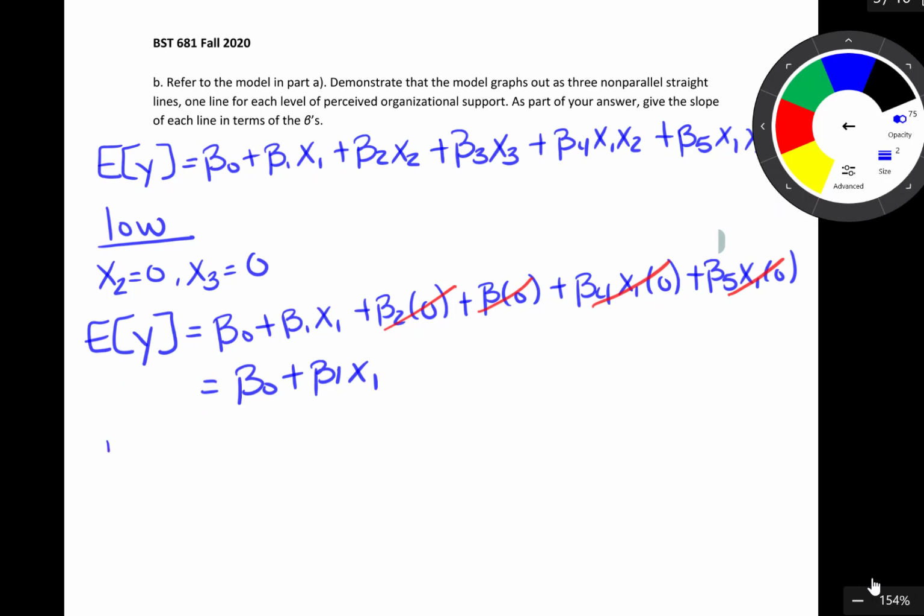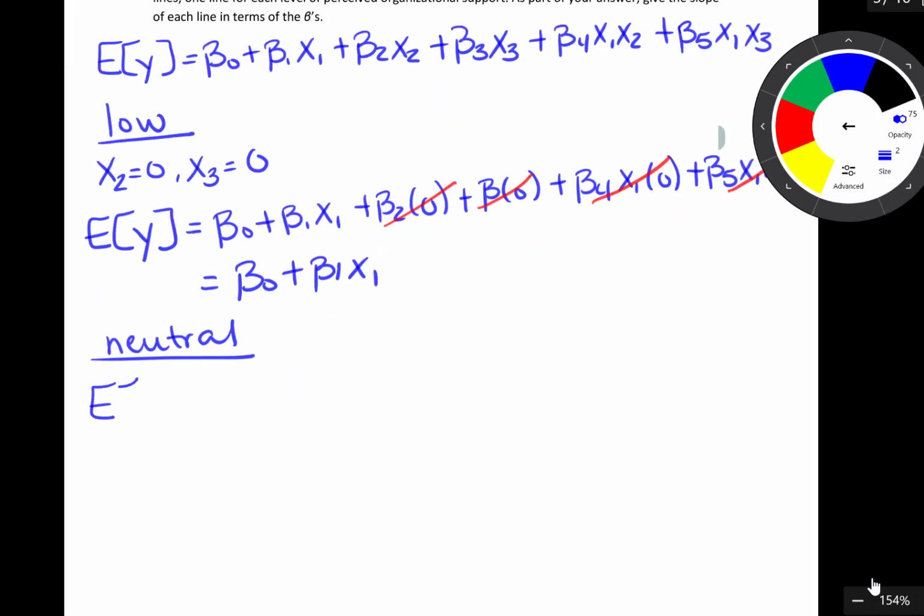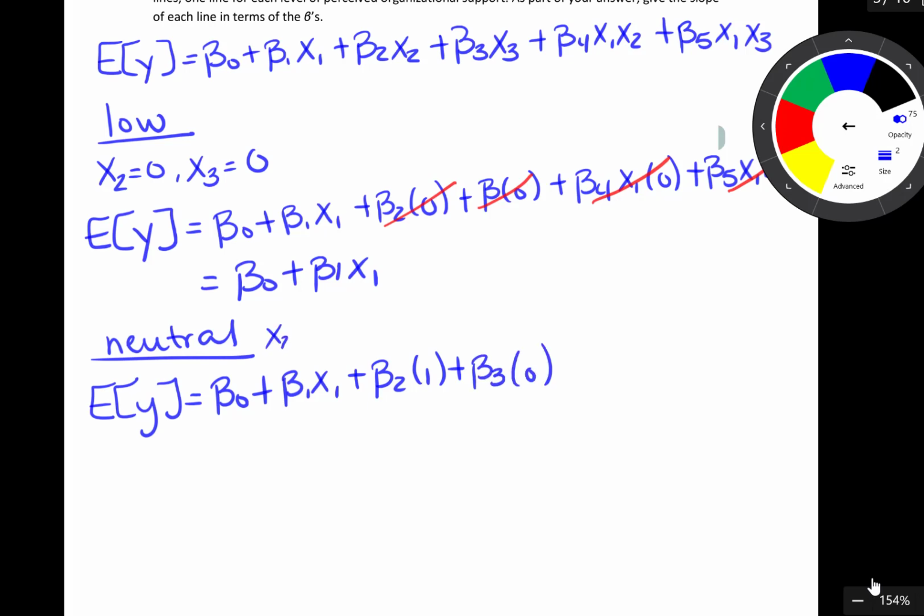All right, now let's look at neutral. So I'm going to do the exact same thing. And I should note up here at the top, notice for the base case that x2 is equal to 1 and x3 is equal to 0. So now this term and this term are equal to 0. We get the following.